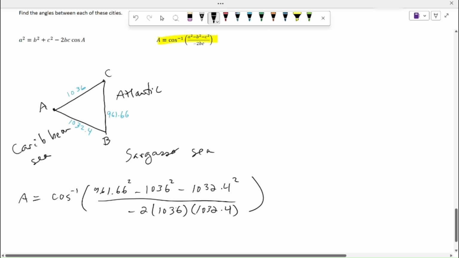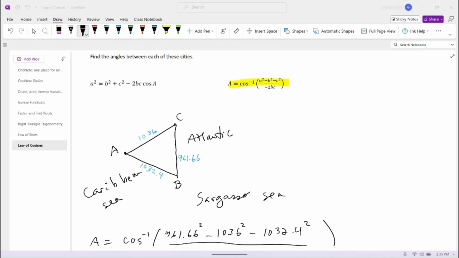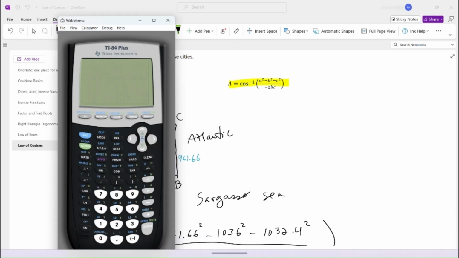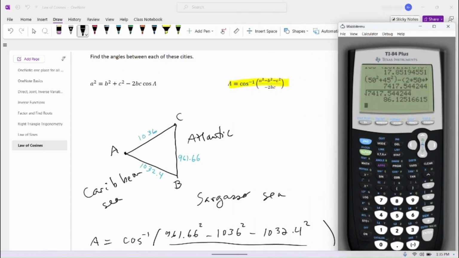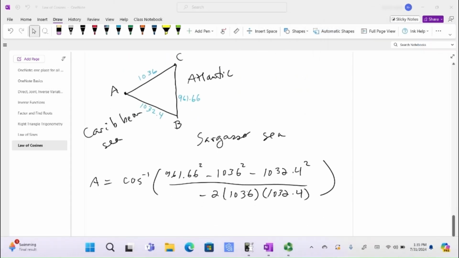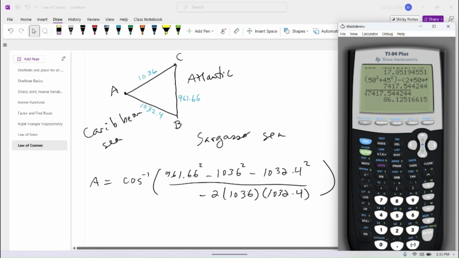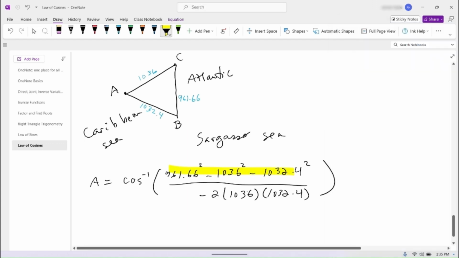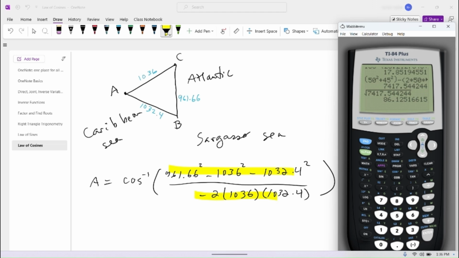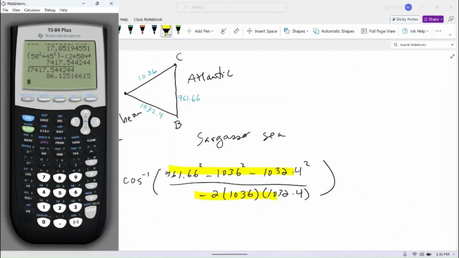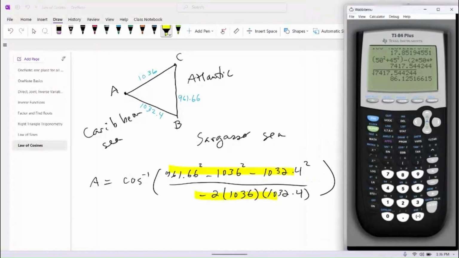So we're going to grab our calculator now, and we're going to solve this. Turn it on. For some reason it turns off on its own. Oh, there we go. Okay, so let's put the calculator over here so we can see everything we enter in the calculator. Let's do this chunk in the parentheses first before we take the cosine inverse. So we have 961.